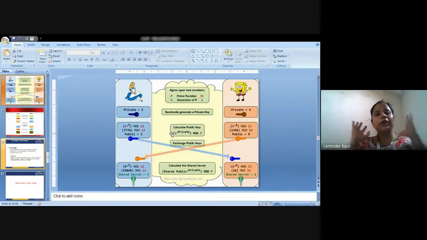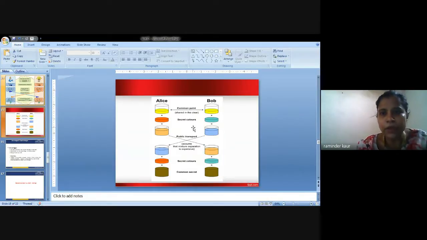If you have any query, you can ask me. Just have a look at this: Alice and Bob, the common paint shared in the clear, plus secret colors. It is just another graphical representation of learning the algorithm, showing how the algorithm proceeds. The orange and yellow colors are common, but orange is secret, and green is secret.